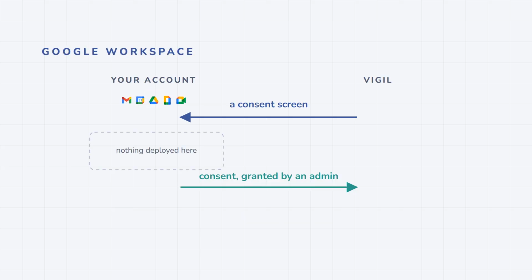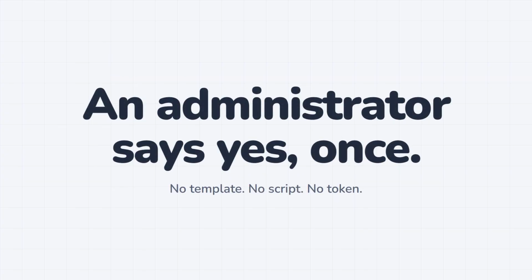And Google Workspace is the same move under a different name. A workspace admin authorizes the connector. Vigil reads security, governance, and seat utilization. No template, no script, no token. An administrator says yes once.